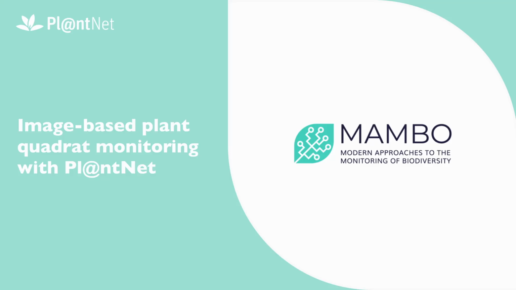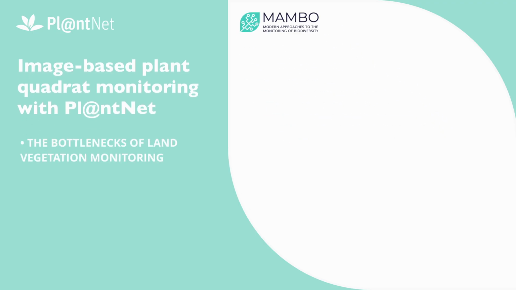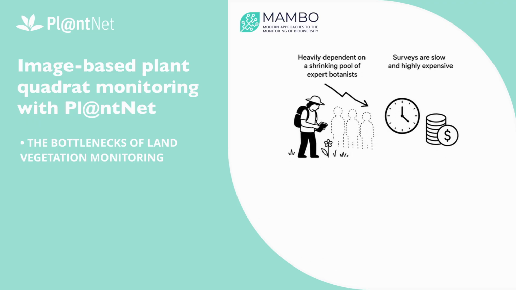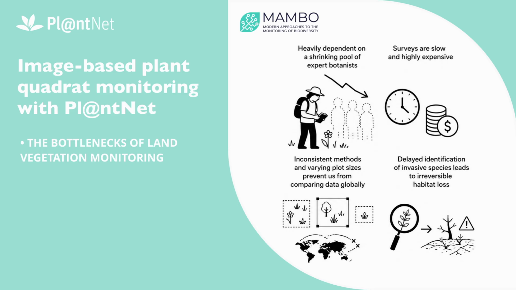Every effective conservation strategy begins with data. However, traditional vegetation monitoring faces severe bottlenecks. Fieldwork is heavily dependent on a shrinking pool of expert botanists, making surveys slow and highly expensive. Furthermore, inconsistent methods and varying plot sizes prevent us from comparing data globally, while delayed identification of invasive species leads to irreversible habitat loss. We needed a scalable, standardized solution.